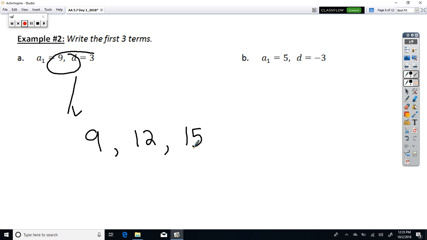Okay, the next one, first term is 5. What would the next term be? The common difference is negative 3. 2, so 5 minus 3 is 2. And then 2 minus 3 would get us negative 1. So they can go into negatives.